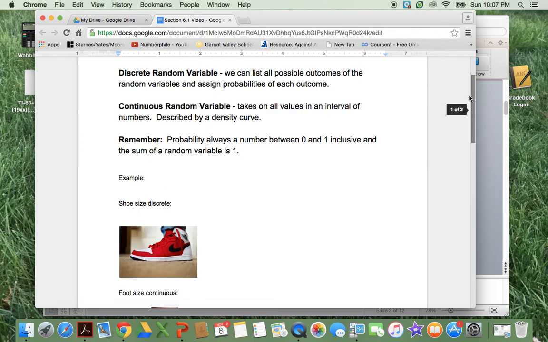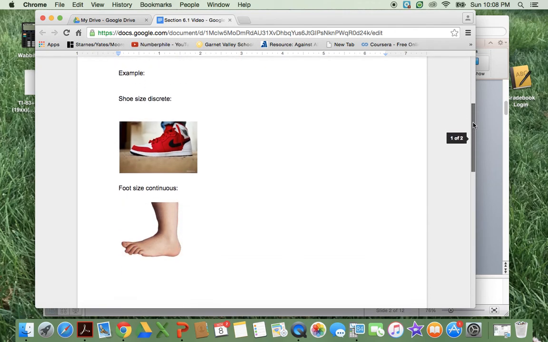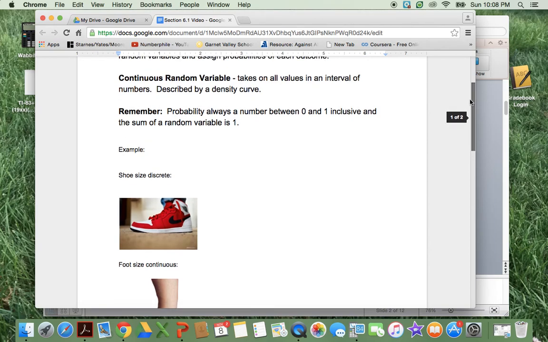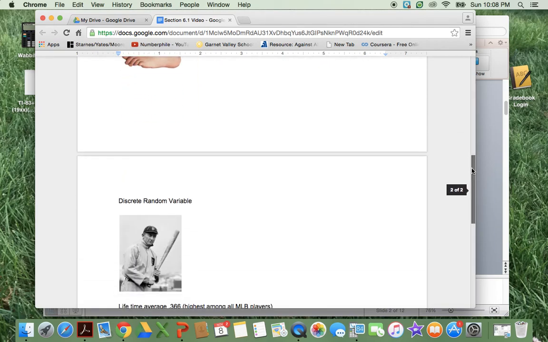All right, we use a density curve. Really, the normal curve is the one we've been using. Best example I can think of is shoe size versus foot size. Shoe size can be 9, 9.5, 10, 10.5, whatever you want to say, and you can have 5 shoes that are a 9, 6 shoes that are a 9.5. Whereas a foot size, when you measure it, can come in any length. So that's a discrete random variable, and that's what we're going to start with, the discrete random variable.